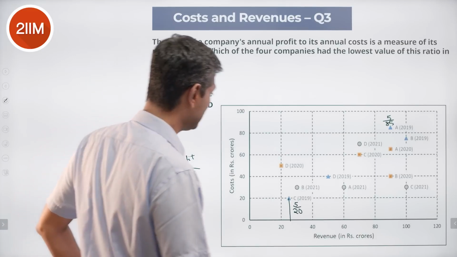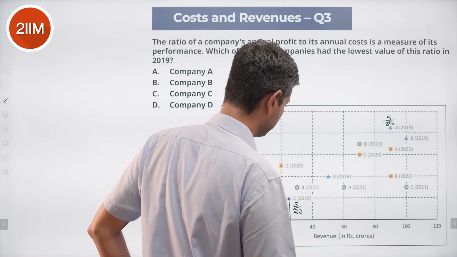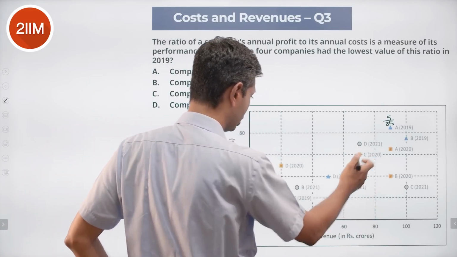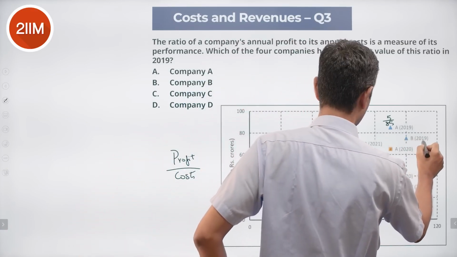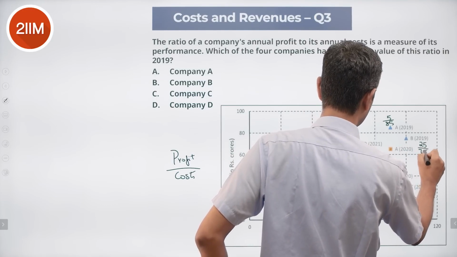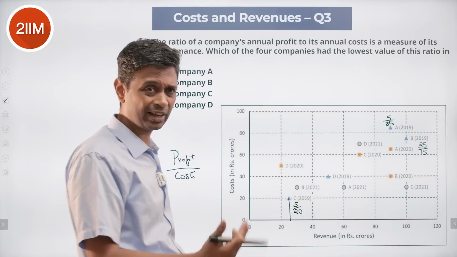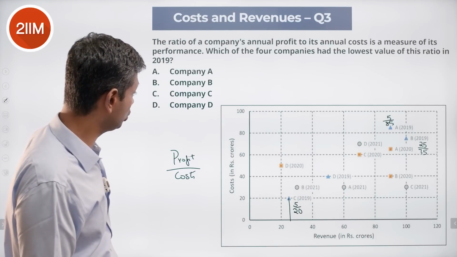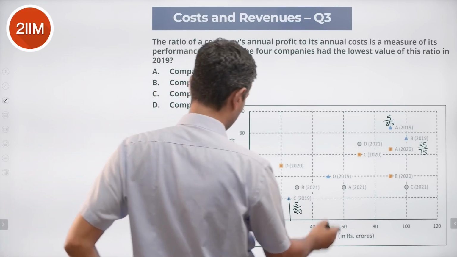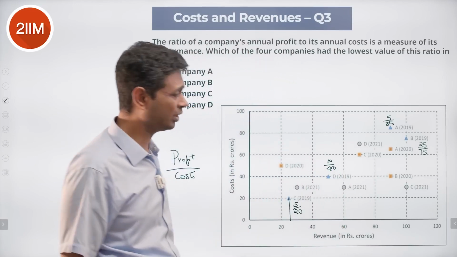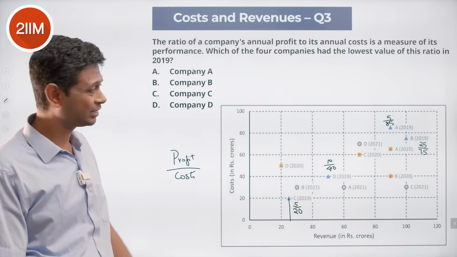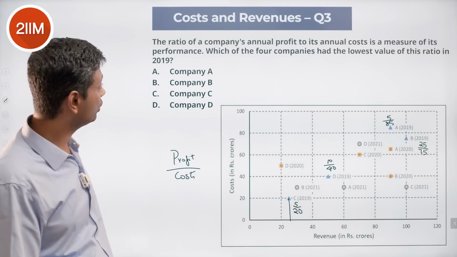Let's look at B 2019. B 2019 is here. 100 minus 75 is 25. 25 by 75 is 1/3. It's also high. 1/4, 1/3, high number. Let's look at D. D 2019. 50 minus 40 is 10. 10 by 40 is 1/4, 1/4, 1/4, 1/3, 1/85th. It's a dramatically small profit to cost.